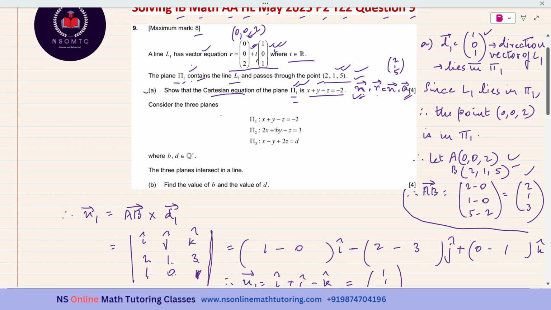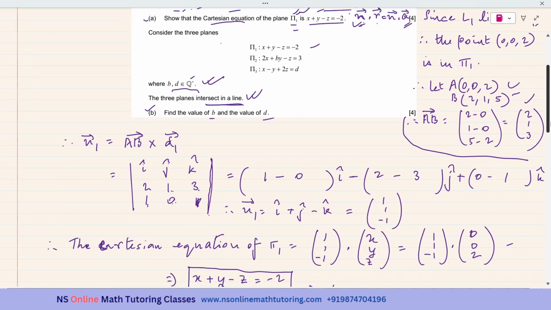And now consider the three planes. Pi 1 is x plus y minus z equal to minus 2, the one that we had considered before. Pi 2 is 2x plus by minus z equal to 3, and pi 3 is x minus y plus 2z equal to d, where b and d belong to the set of positive rational numbers. The Q stands for the set of rational numbers. Okay. The three planes intersect in a line. That means they will be having infinitely many solutions because there are infinitely many points in a line. And so part B's question is: find the value of b and the value of d.